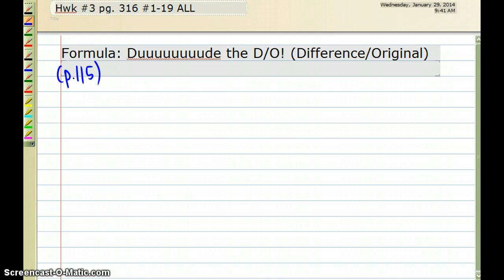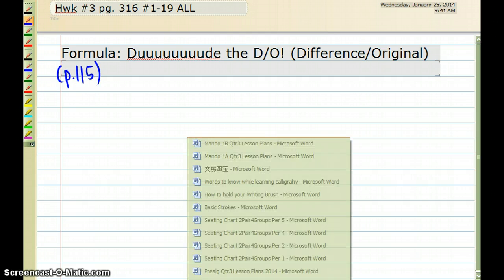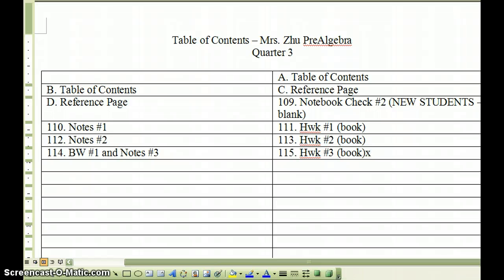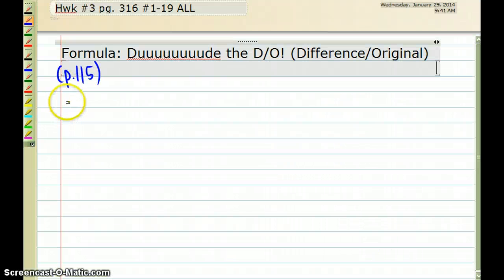We're going to be talking about the percent of change, and let me show you the table of contents that we did today. So here it is. You can pause the video. We're doing our homework on page 115. Start with problem number 1.